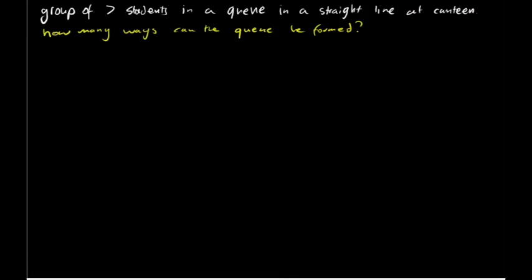So moving on to worked example 11, we've got 7 students in a queue in a straight line at a canteen. And we're interested in how many different ways can the queue be formed. So I might have students A, B, C, D, etc. And I'm interested in how many ways I can arrange them. Obviously it's not practical to draw out all the different arrangements, as we'll find out shortly.